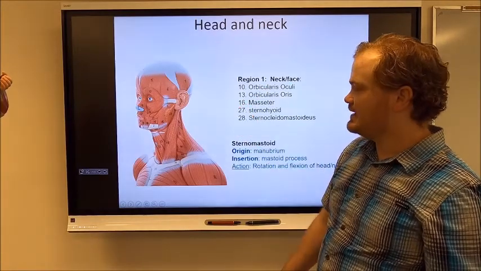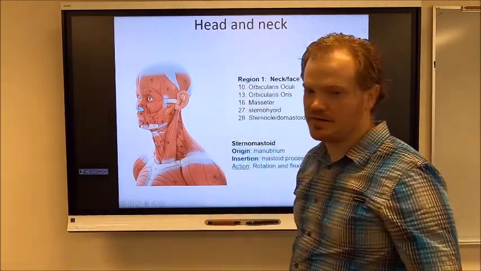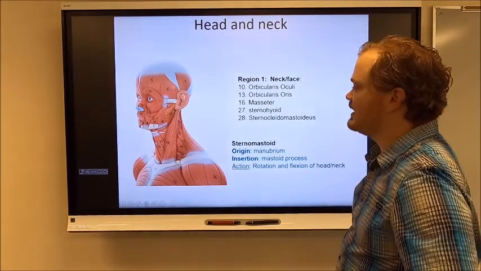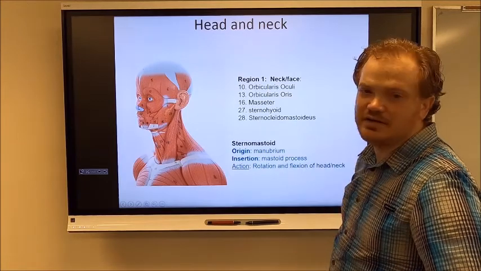What we have is a nice model of the face and the upper neck. All right, front side. On this, there are some muscles that you need to know.